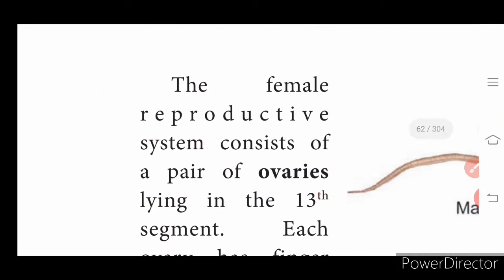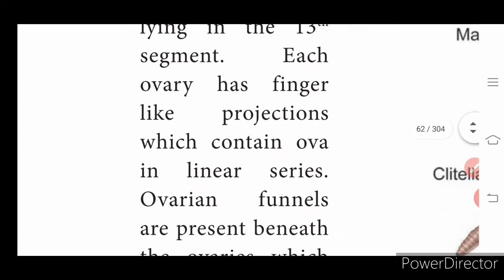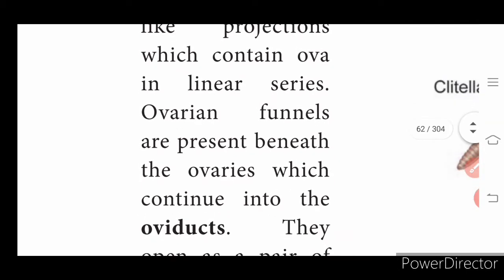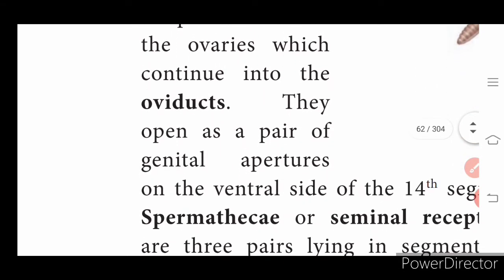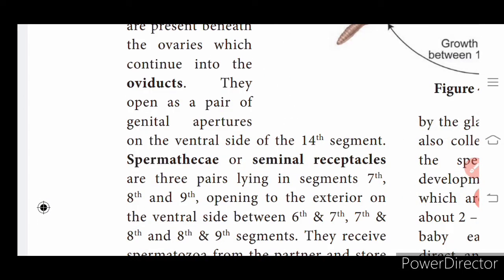The female reproductive structure consists of the ovaries, present in the 13th segment of the earthworm. The role of the ovary is to produce ova, which is nothing but the egg. The ovarian funnels are present beneath the ovaries. The ovaries continue with the oviduct. Duct means tube, as you know. From the ovary, the tube that comes out is called the oviduct. So we have both the sex organs present in the same body.